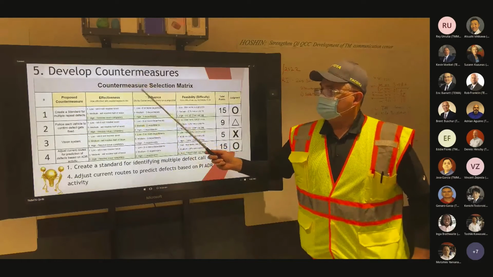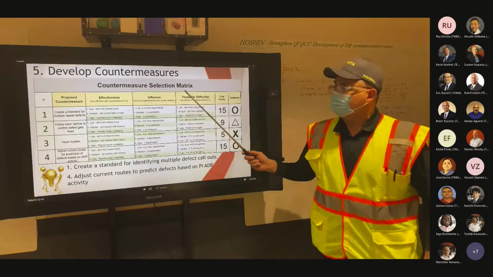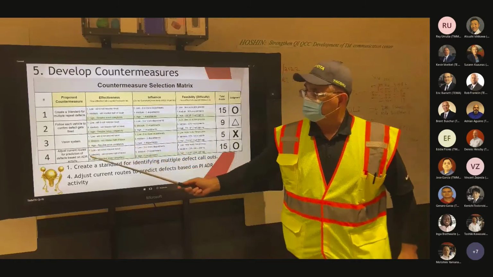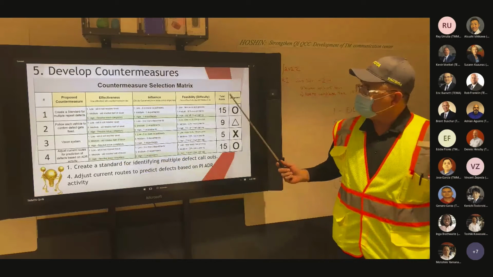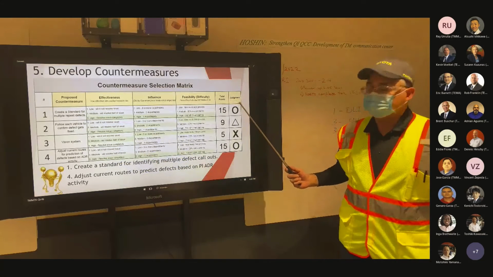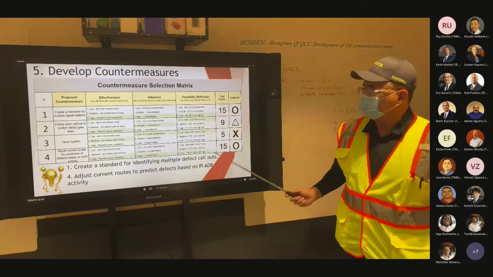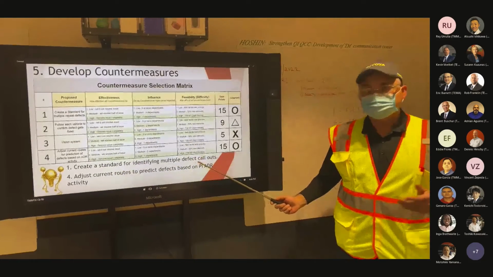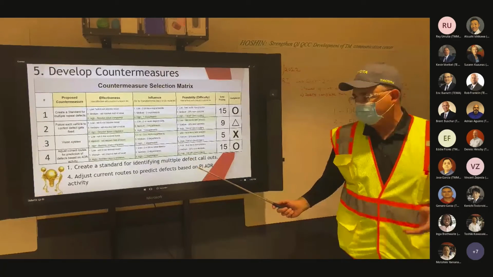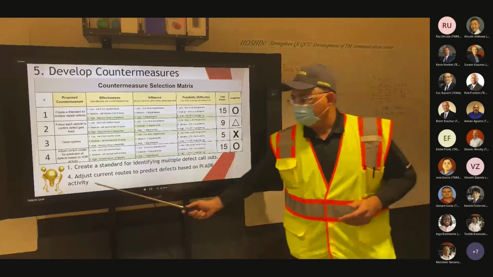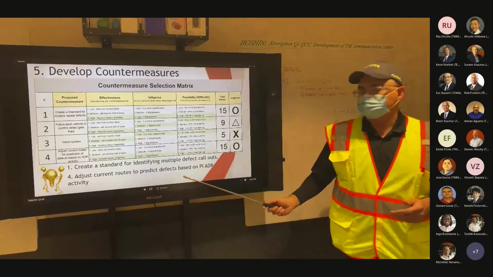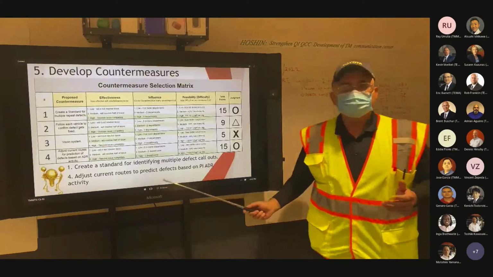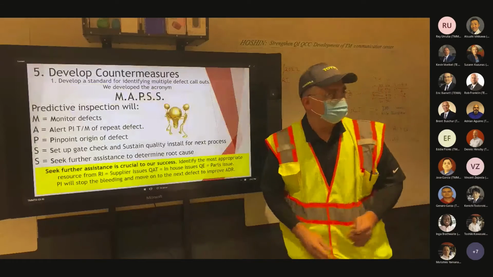Developing countermeasures. Using the countermeasure selection matrix, we proposed 4 countermeasures. Based on the scoring, we went with the highest total points, which was number 1, create a standard for identifying multiple defects, callouts. Number 4, adjust current routes to predict defects based on PI ADR activity. Now I pass it to Rachel.